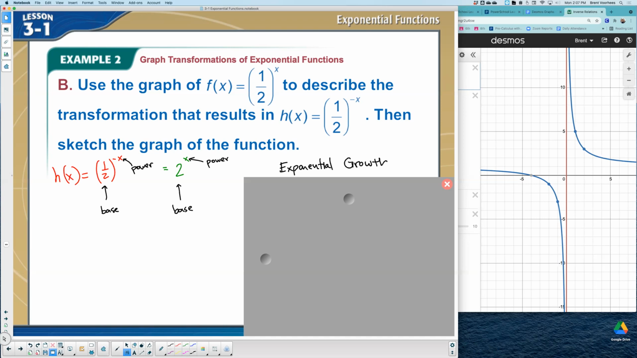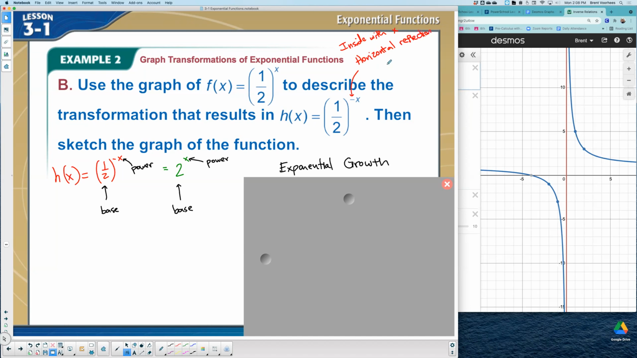Now, as far as transformation goes, let's look at these two. If we're describing the transformation, I have a negative. Is that inside or outside? Is it inside with x or is it outside of the x? It's inside the power where the x is, so this will be considered inside. So if it's inside with x, does that make it a horizontal or vertical reflection? Horizontal.